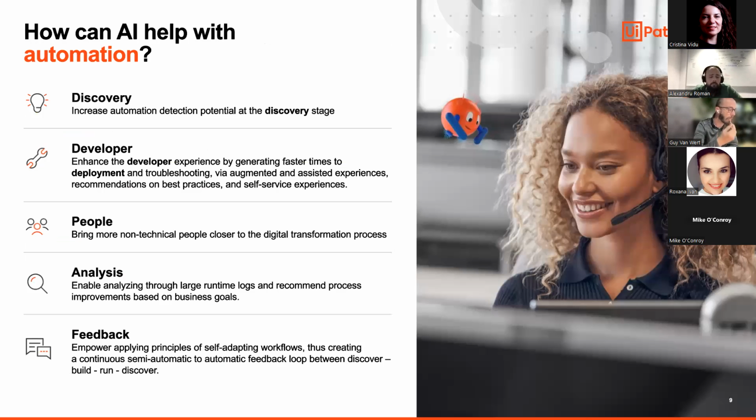Next, how can AI help with automation in general? As you know, in UiPath, we tried to break down the automation lifecycle into multiple stages. You first start with discovery, when you need to understand your current process, and we believe AI can help you with that to better understand your processes and what can be automated. Next, we have the developer experience, and this is what we are going to present today.